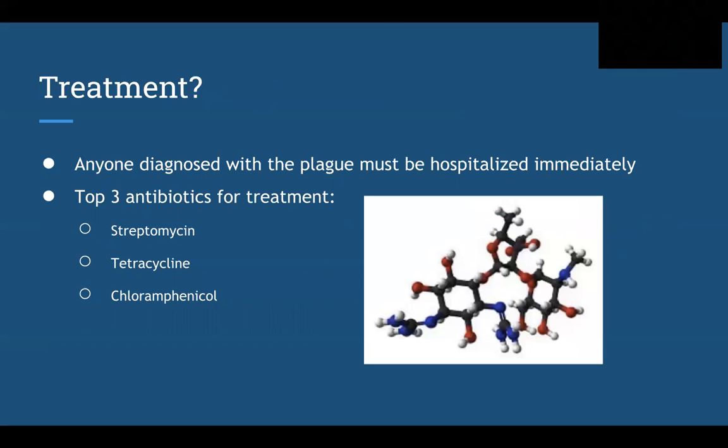And so for treatment, anyone diagnosed with the plague should be hospitalized immediately for the best form of treatment, I guess you can say. Some of the top three antibiotics that a doctor recommends are streptomycin, tetracycline, and chloramphenicol, with streptomycin being number one. Chloramphenicol, they recommend holding off on mainly because they want to leave that for the treatment of meningitis. But in worst case scenarios, that is always an option.